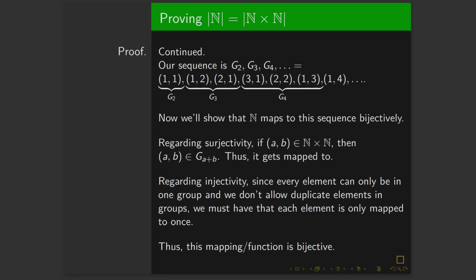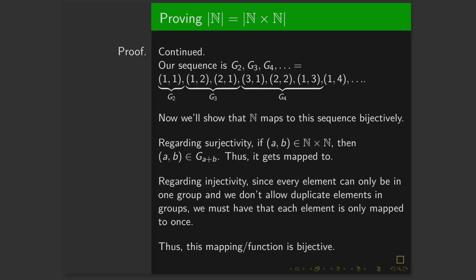Now, this map is actually bijective. Well, let's look at surjectivity first. We know that if (a, b) is an element of N cross N, that element will be in the group a plus b. So eventually it will get mapped to, because we're going to count every single group. And for injectivity, we notice that any one element can only be in one group, since a plus b is always a plus b, and we don't allow duplicate elements by definition. So we must have that each element is only mapped to once. That is, an element will only appear once, so there's no way that we will fail injectivity. So if x1 is not equal to x2, there is no case that f of x1 will be equal to f of x2. That is not possible, because there are no duplicates. And this just shows that the mapping, or function, is bijective.